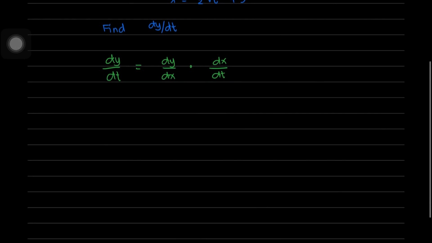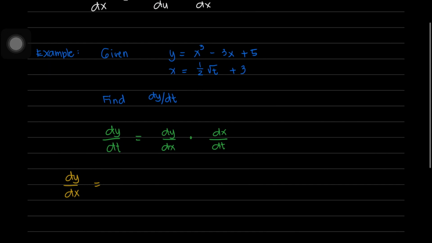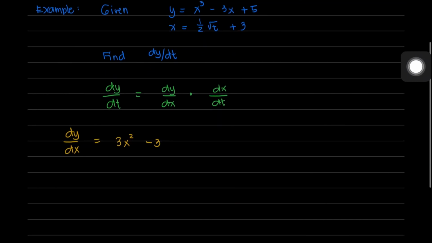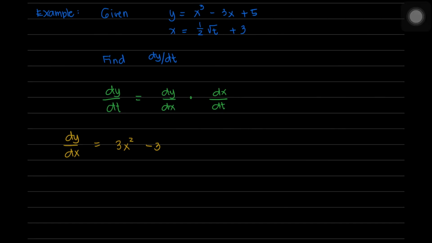So if we're going to determine now dy over dx, then that is now equal to, right? The derivative of x cubed is equal to 3x squared. The derivative of negative 3x would be equal to negative 3, and the derivative of 5 is equal to 0. So this is now dy over dx. Now, let us solve dx over dt.